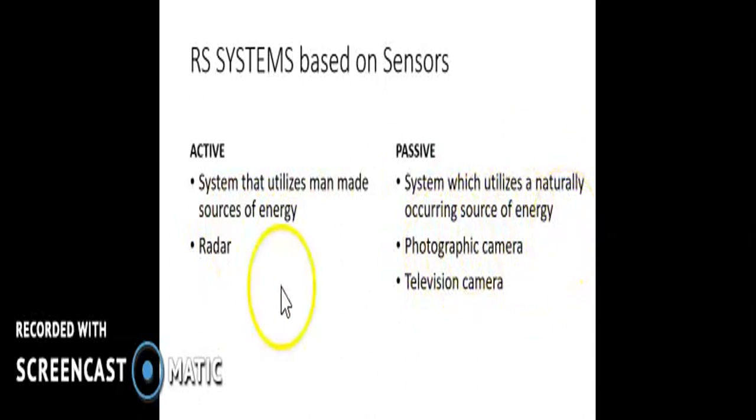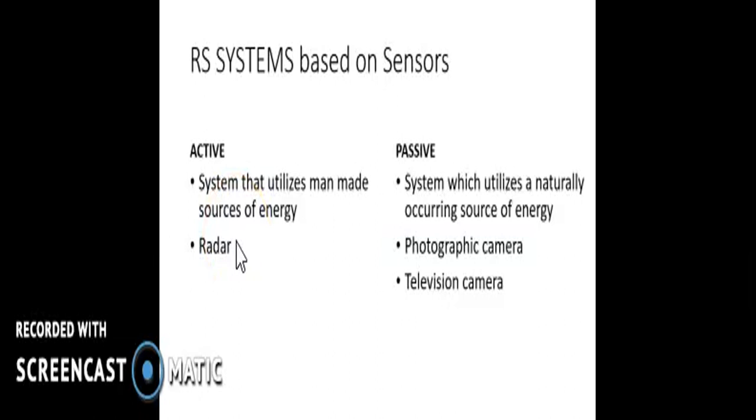Obviously the sun. Now if you have a camera which is taking photographs, a photography camera or television camera, and it's picking up the images in normal daylight, it becomes a passive system of remote sensing. However, if it is using a flash bulb, then it is no more passive. It's making use of a man-made source of energy. Then in that case, it doesn't become a passive system. An active system example will be a radar, or let's say an X-ray machine. An X-ray machine does not take images in natural daylight.